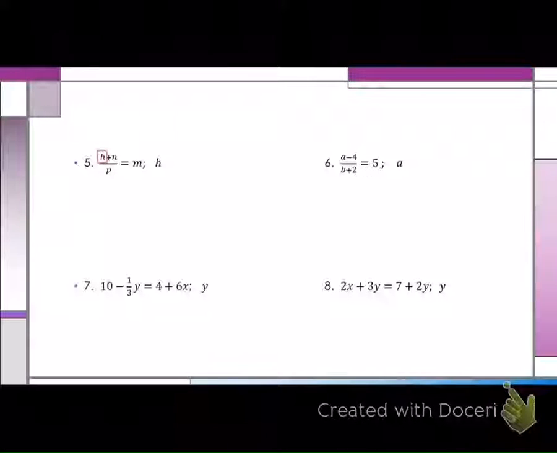Lexi, what would I do first in number 5 to get h by itself? What do we need to do first? Times p. If there's something in the denominator, you want to remove the denominator first to be able to solve it. Because you can't subtract n right now, because that p is in the way. Do you guys see that? The denominator is trapping anything from the numerator from moving. You have to get that denominator out of the way, and to do that you multiply, because the inverse of division is multiplication.